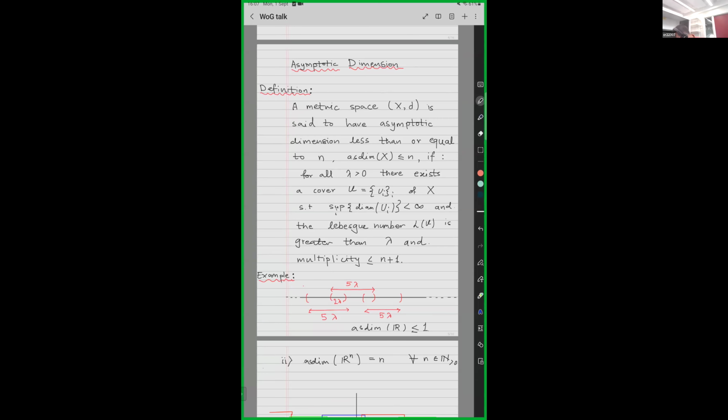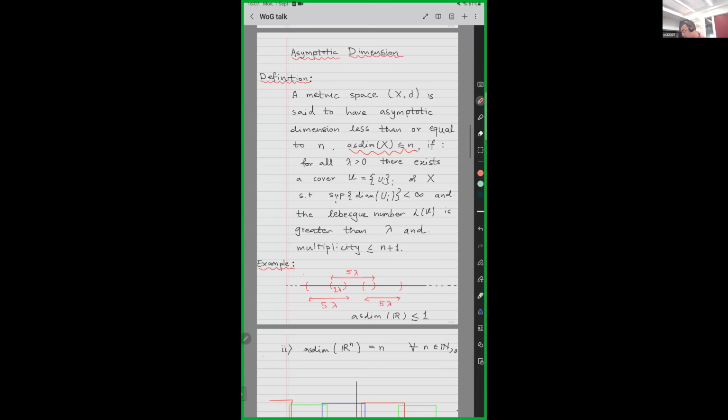We say that the asymptotic dimension of X is less than or equal to n if for all lambda greater than 0, there exists a cover of X such that there is a uniform bound on the diameters of sets in this cover U, and that the Lebesgue number of this cover is greater than lambda. So what do I mean by that?